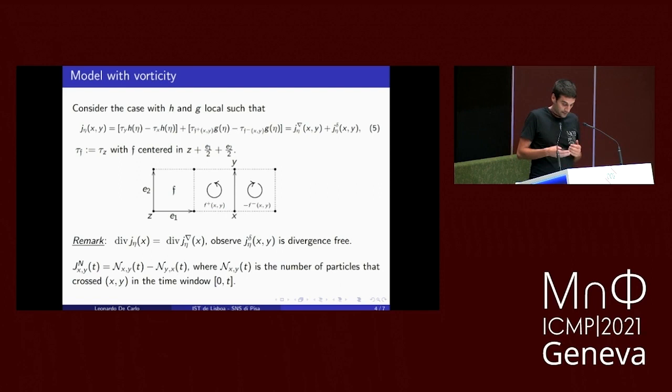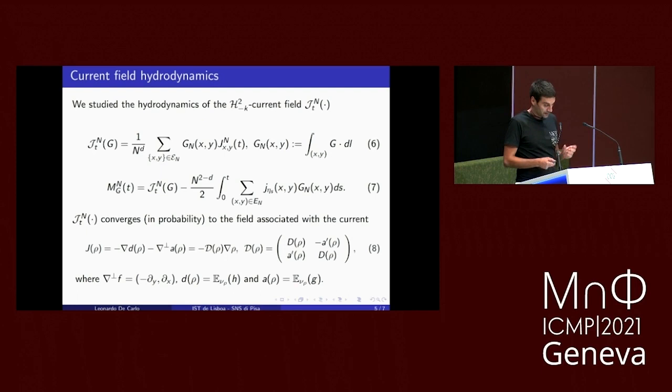Now let me introduce the current capital J_xy, where the calligraphic N_xy is the number of particles that cross the bond xy in the time window 0 to T. Okay, now to observe the effect of this extra part in the current with respect to the gradient case, you have to observe a current field that has to be defined in the proper Sobolev space. And this is defined in 6, where we have a kind of scalar product with respect to the bonds of the lattice.